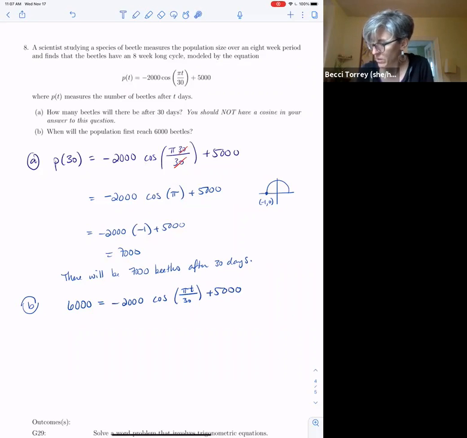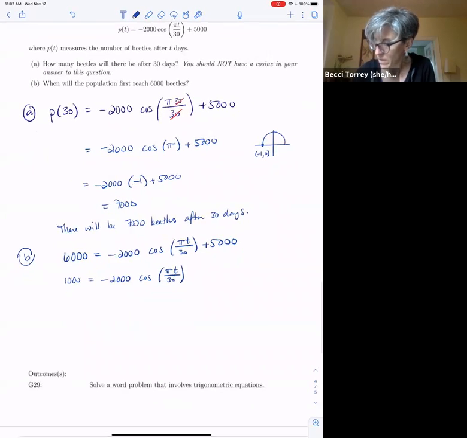So we want to solve this equation. We're going to first subtract 5,000 from both sides. So this is 1,000 equals minus 2,000 cosine of pi t over 30. So we can divide by minus 2,000. So we get minus 1/2 equals cosine of pi t over 30.